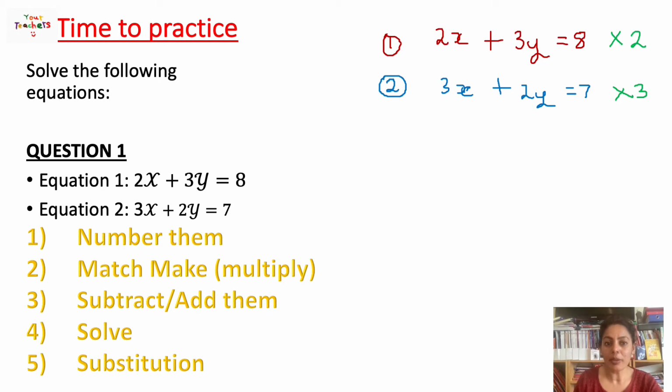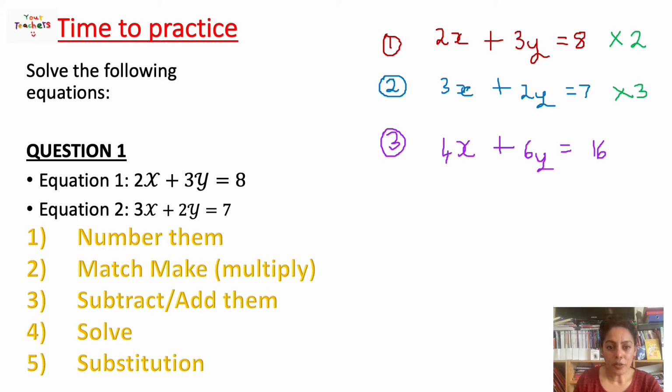So let's do that. Now I'm going to renumber this equation. Number 1 now becomes number 3. So it's 2 times 2 is 4. So now it's 4x plus 3 times 2 is 6y. Brilliant. 8 times 2 is 16. Super.